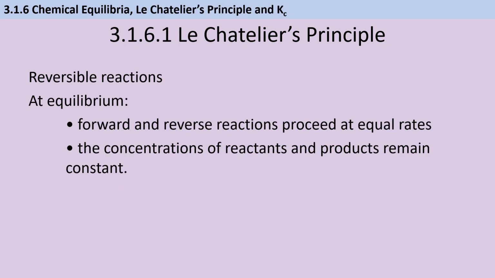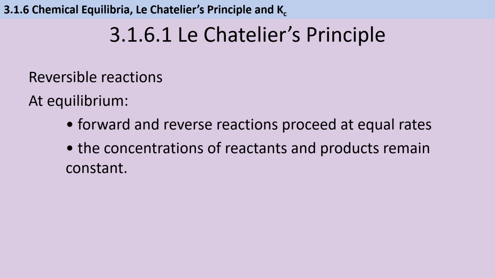The kinetics topic isn't included in paper 1 of AQA AS-Chemistry, so we move straight on to equilibrium and Le Chatelier's principle. This is going to apply to reversible reactions, and you're going to know it's a reversible reaction because it's got that reversible reaction arrow. We know that at equilibrium, the forward and reverse reactions are proceeding at equal rates, and this means that the concentration of the reactants and the products remains constant.